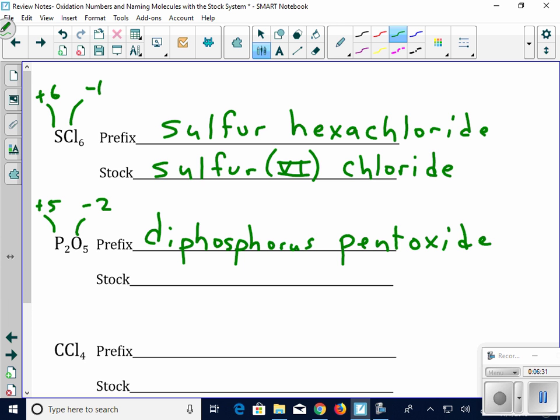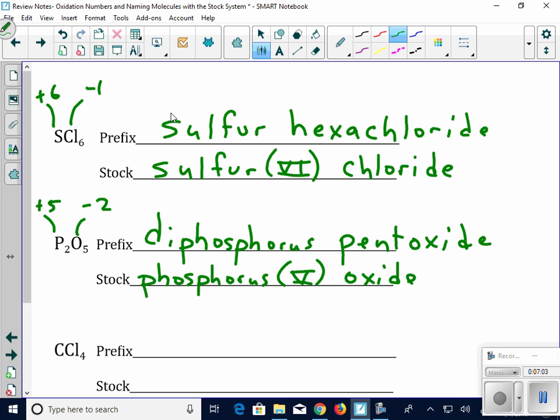So this is going to be phosphorus 5 oxide. Phosphorus 5 oxide. Any questions for me thus far?